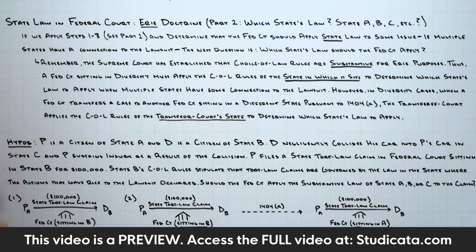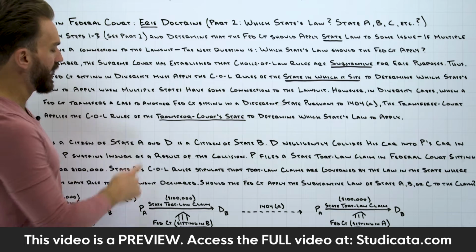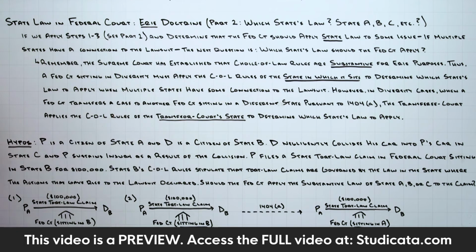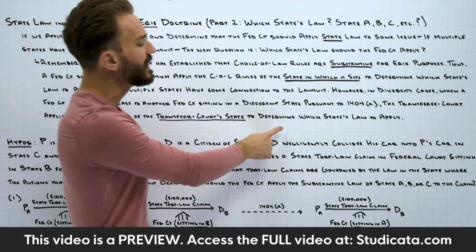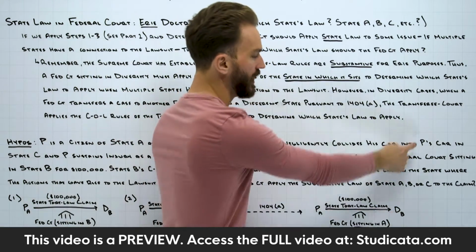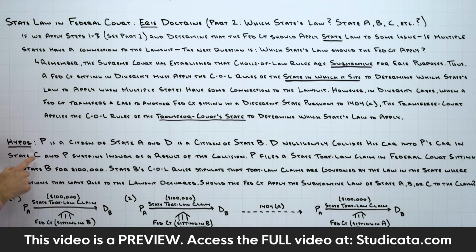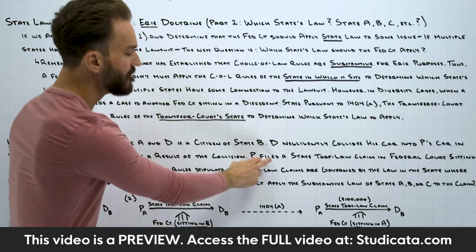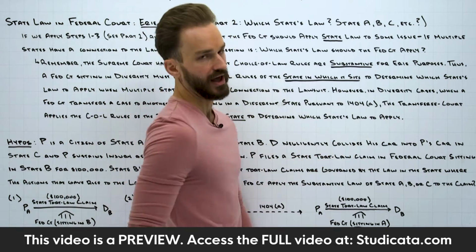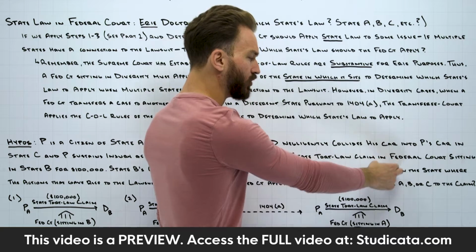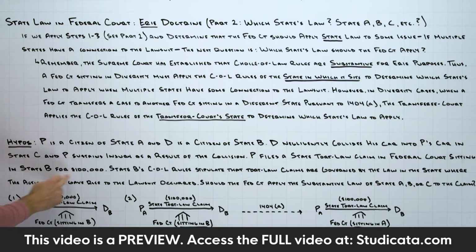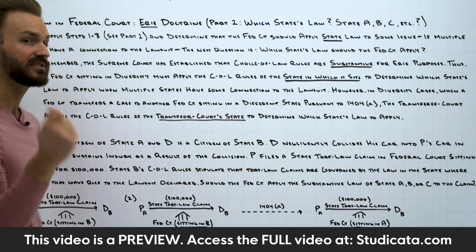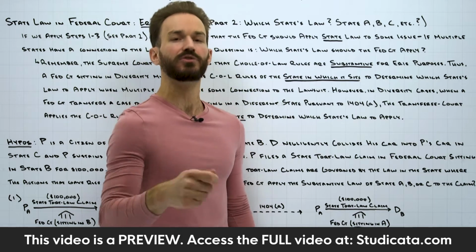Okay, so let's say we have a plaintiff that is a citizen of state A and a defendant that is a citizen of state B. Straightforward enough, we have complete diversity between our parties. Let's say the defendant negligently collides his car into plaintiff's car in state C. And let's say plaintiff sustains injury as a result of the collision. So of course the plaintiff files a state tort law claim, probably a negligence claim, in federal court sitting in state B for $100,000.